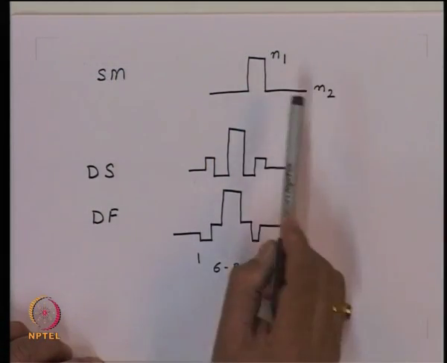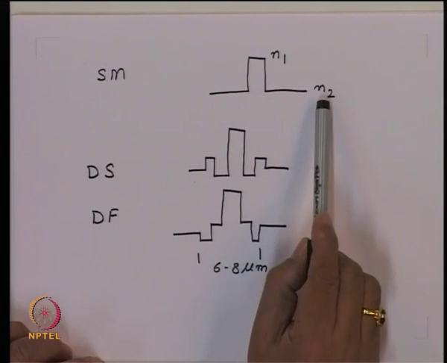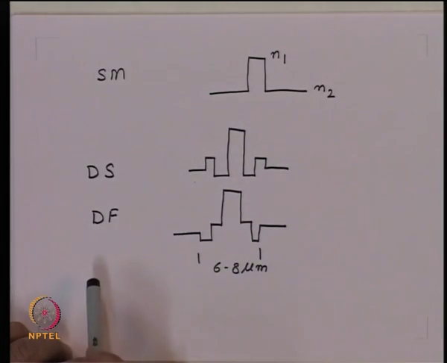One can, however, now ask a basic question. Earlier, when I had a fiber like this, where I had core refractive index N1 and cladding refractive index N2, we defined a quantity called the V number, which was 2 pi upon lambda into core radius into numerical aperture, which was square root of N1 square minus N2 square.